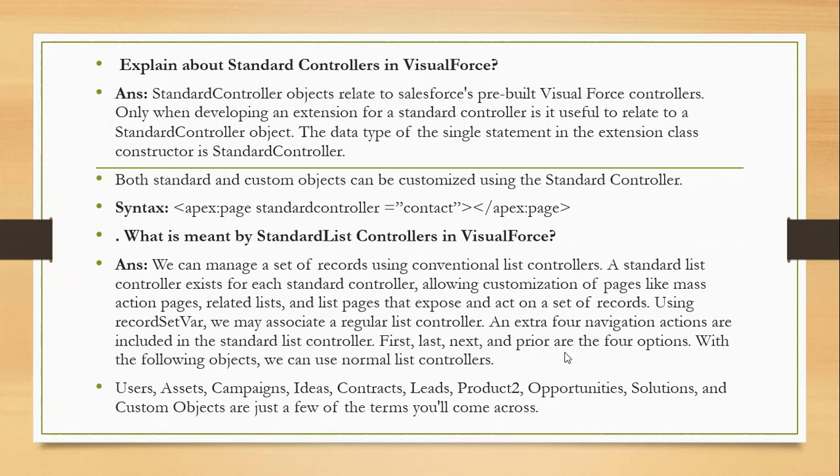First, last, next, and previous are the four options included in the standard list controller. With the following objects, we can use standard list controllers: user, assets, campaign, leads, ideas, contracts, products, opportunity, solution, and custom objects are just some of the items you will come across.